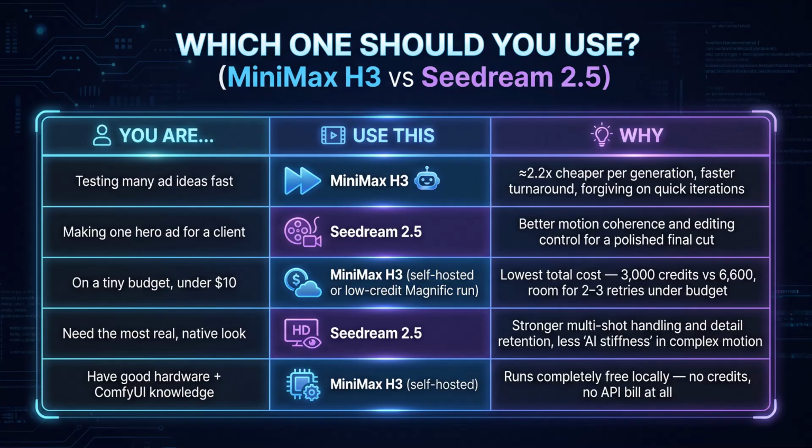Which one should you use between MiniMax H3 and Seedance 2.5? Because here's the thing nobody tells you. These two aren't really competing for the same job. H3 is built for volume. It's cheap, it's fast, and it's forgiving when you're testing 10 hooks before lunch. Seedance 2.5 is built for the one shot that has to look right. Better motion coherence, tighter editing control, and it'll push out up to 4K if you need it. The catch? You pay more than double the credits for that upgrade.